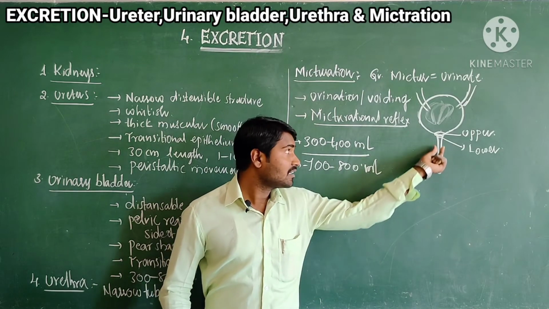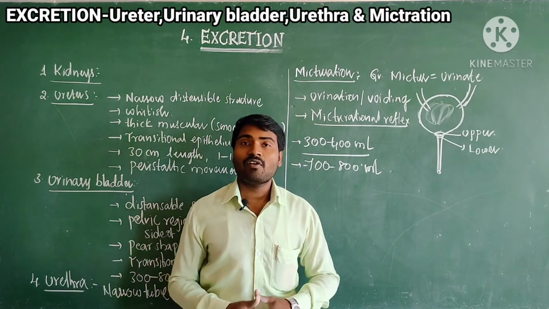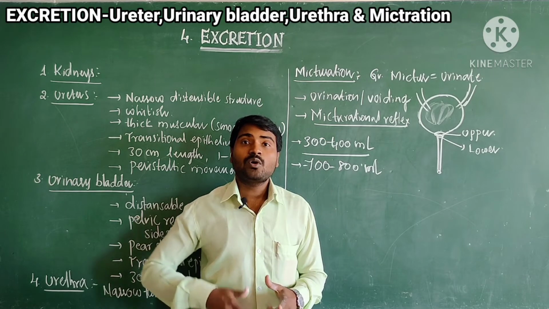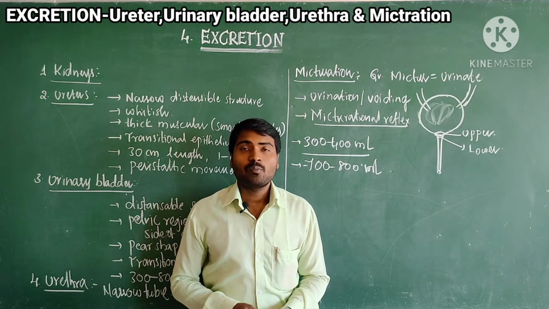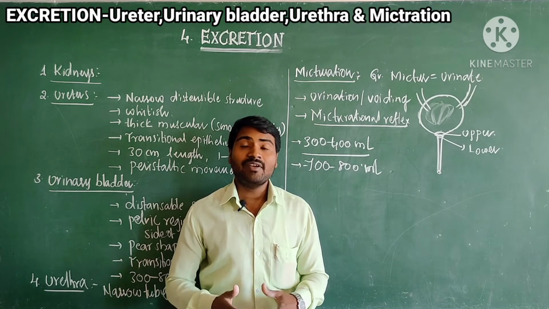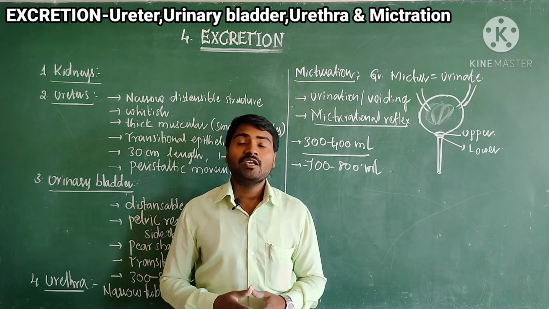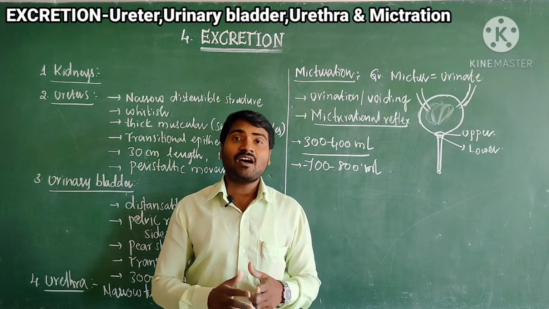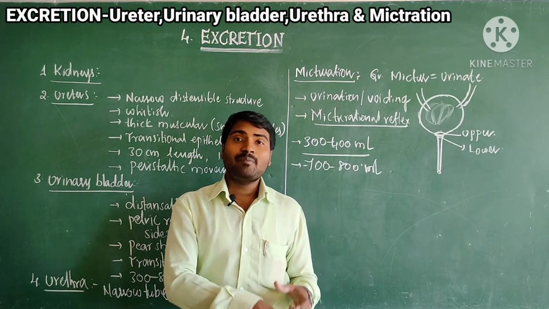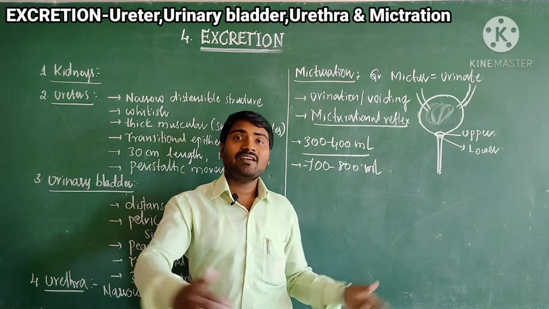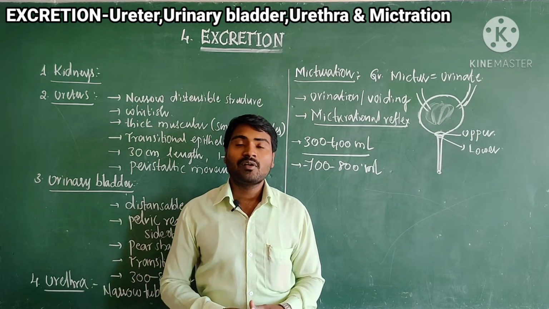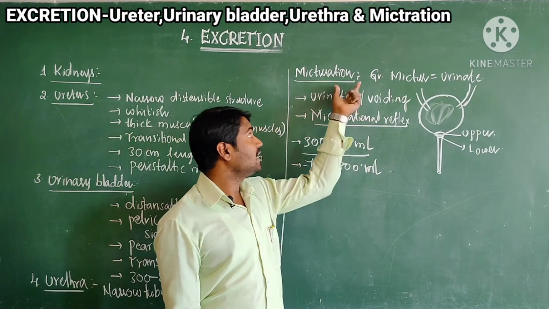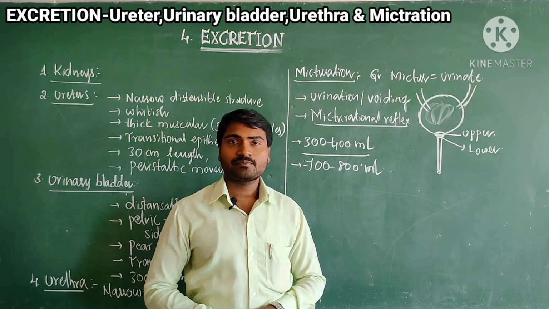The lower sphincter is still under the control of our brain. So when we want to urinate, only then do we pass the urine. In that way urine comes out from the urethra. Such a process of passing urine from the urinary bladder to outside the body by way of the urethra is known as urination. In simple terms, the process of urination is nothing but micturition.